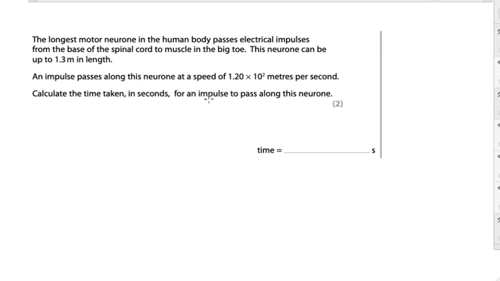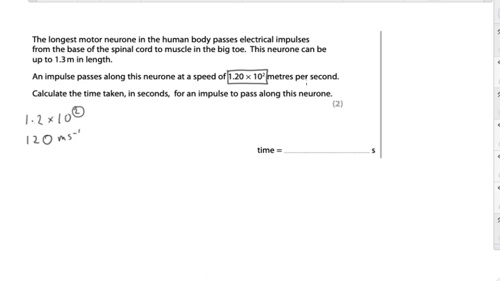So, firstly, let's just look at this number here and discuss significant figures. So 1.2 times 10 to the power 2 means 120 meters per second. So this 2 means that there's 2 places from this decimal place.